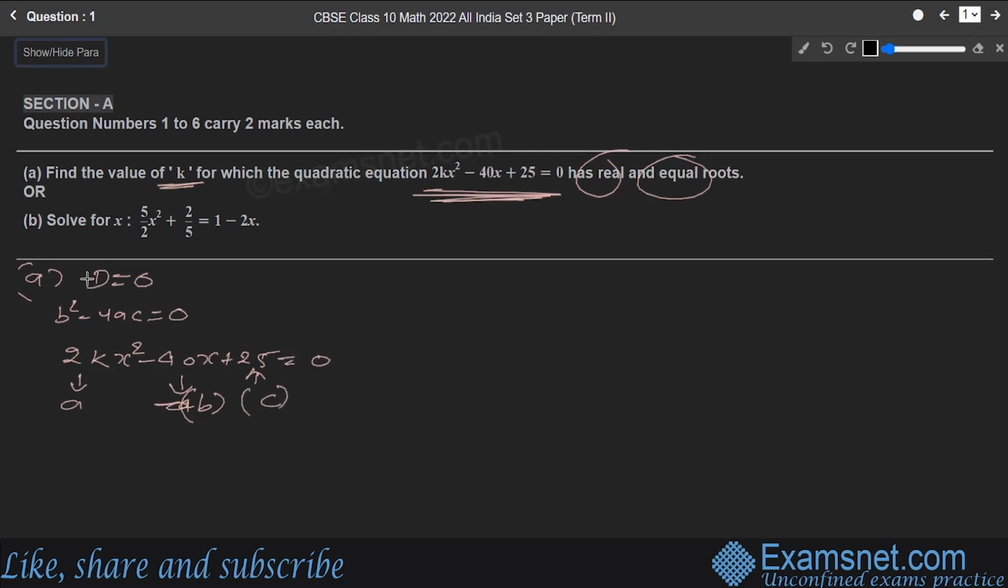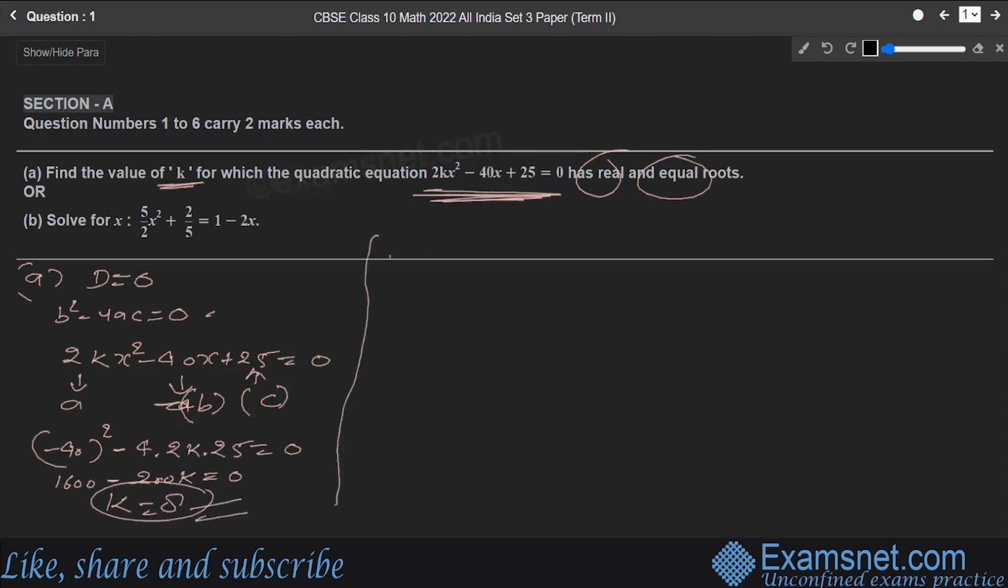As given, the roots of the equation are real and equal. So let us put the values into b square minus 4ac. It's going to be minus 40 square minus 4 times 2k, that is a, into c, that is 25, equal to 0. If we solve this further, this becomes 1600 minus 200k equal to 0, and solving further this gives us the k value as 8. So that is going to be the answer. The k value is 8. That is the A part. Let us solve the B part now. What is there in the B part?